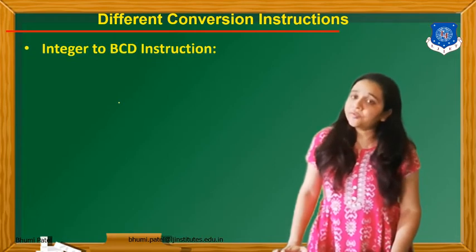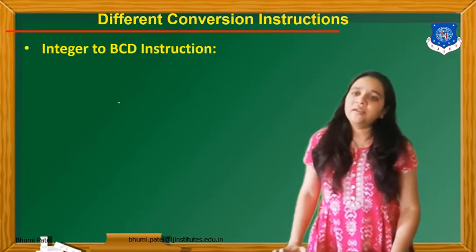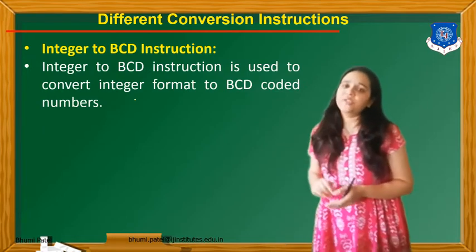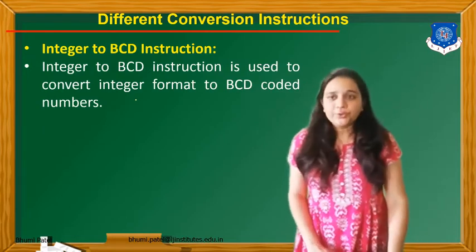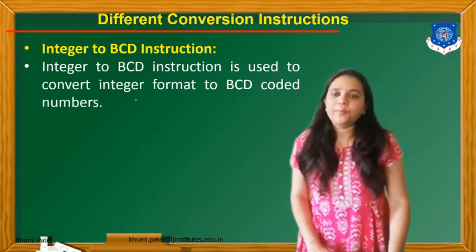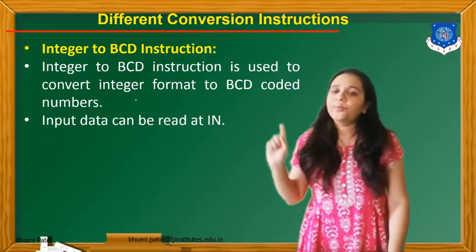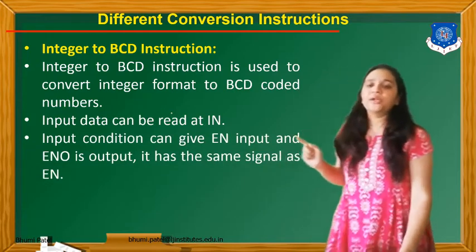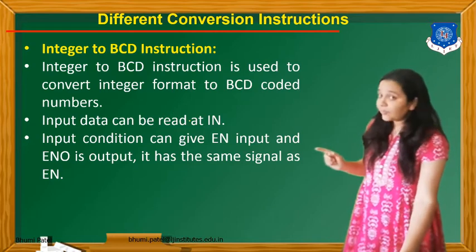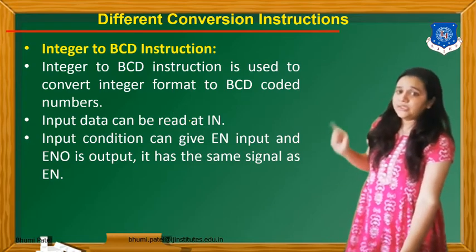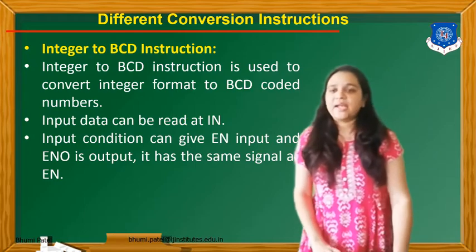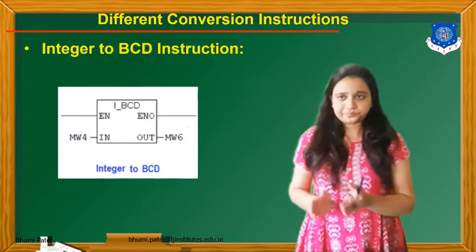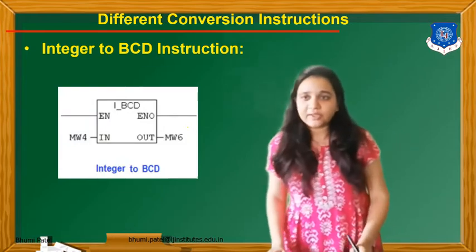Now, if we have to convert an integer to BCD, the integer to BCD instruction is used to convert the integer format to the BCD coded number. Input data can be read at the input pin. The input condition gives the enable input, and ENO is the output and it has the same sign as EN. So this is the block format of the integer to BCD instruction.